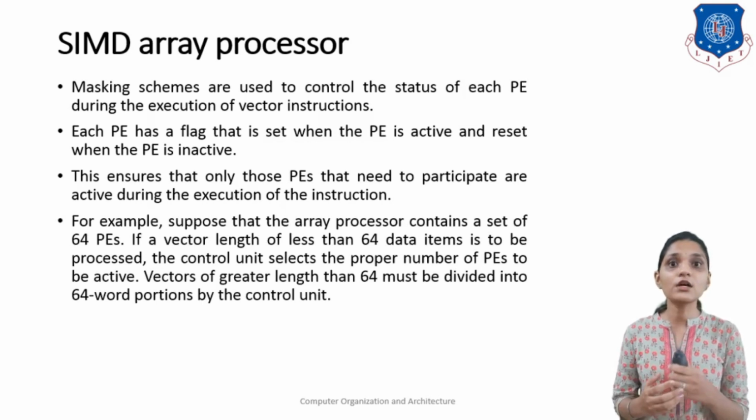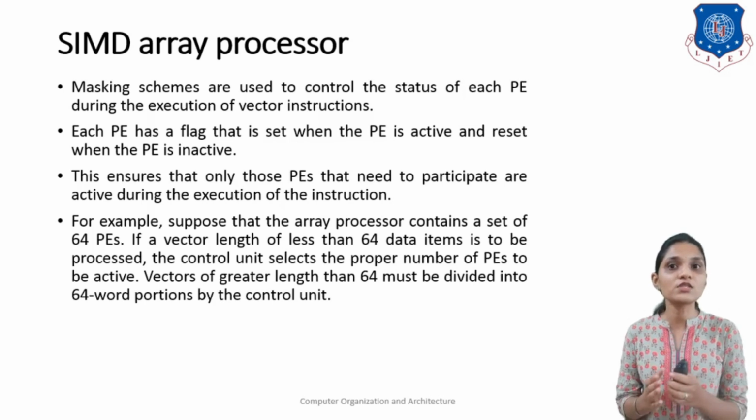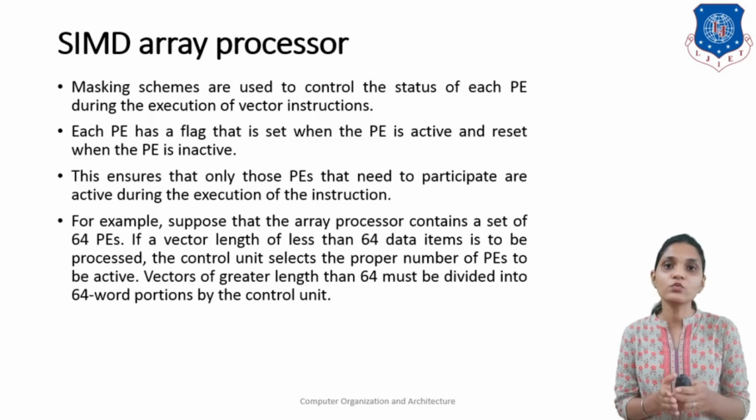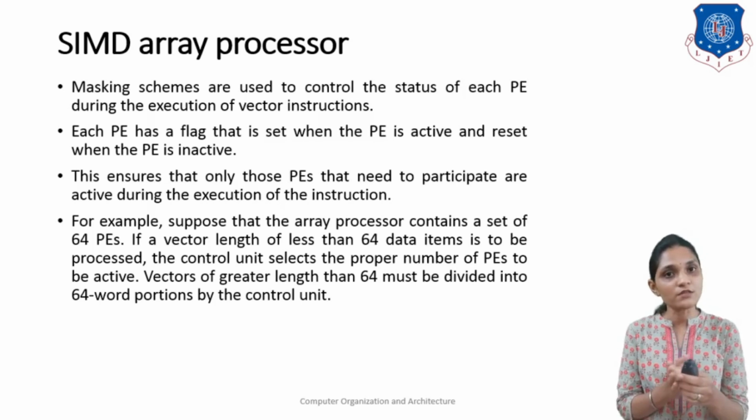If a vector length of less than 64 data items is to be processed, the control unit selects the proper number of PEs to be active, and a vector greater than the length of 64 must be divided into 64 word partitions by the controller, so that you can perform this operation by using your PEs.